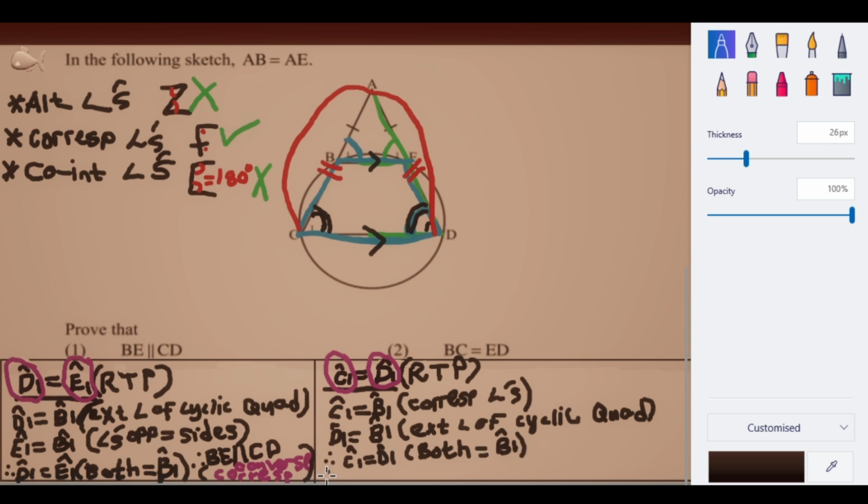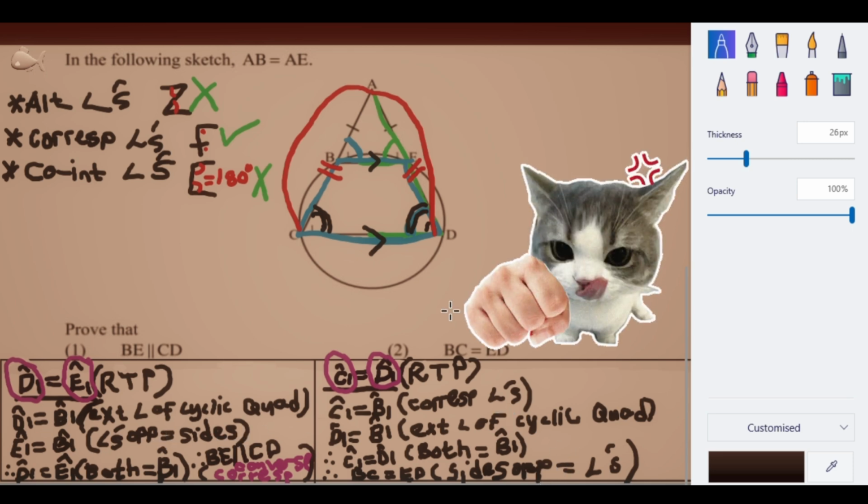Now, let's go to the last conclusion. The last conclusion has to be the question itself. Remember, the question says, prove that BC is equal to ED. Therefore you have to conclude, indeed, BC is equal to ED. You can just say sides opposite equal angles, or you can say angles opposite equal sides. I don't think they penalize you. It's fine there, right? Now that's how we prove, ladies and gentlemen.